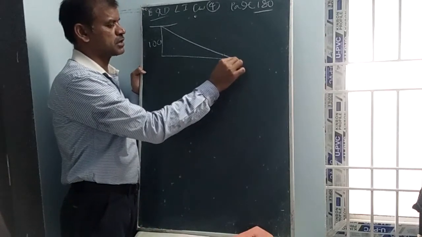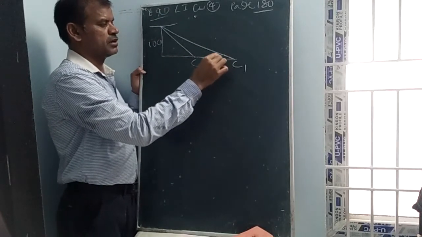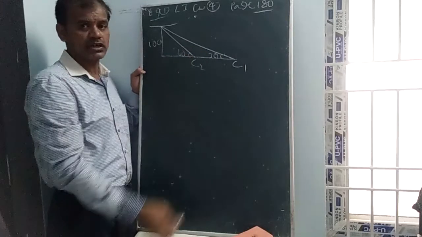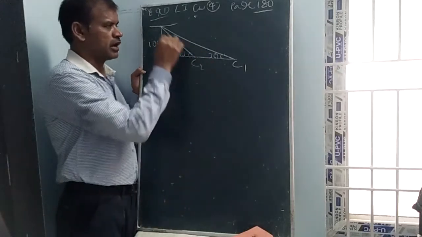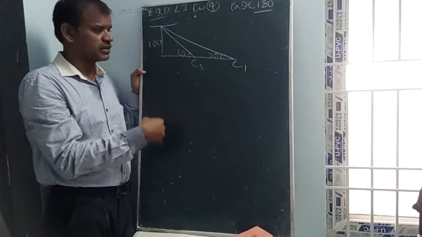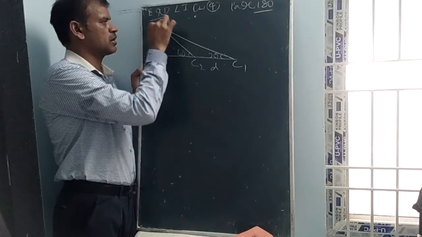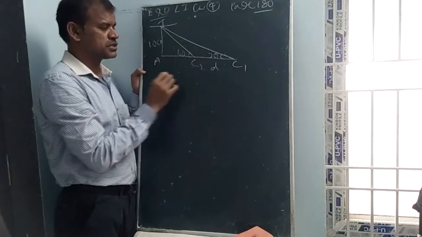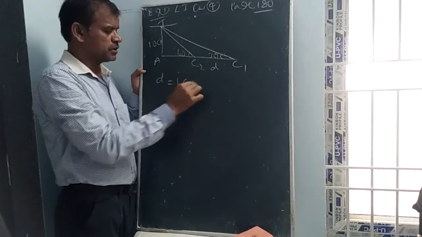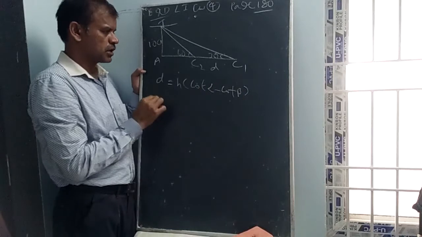So here it is 30. First position of the car and second position of the car. In the first position it is 30 degrees, in the second position it is 60 degrees. No need to get confused: whenever the distance increases, the angle decreases, and when the distance decreases, the angle increases. Now we should calculate d, the distance traveled by the car. Using the formula, d is equal to h into cot alpha minus cot beta.